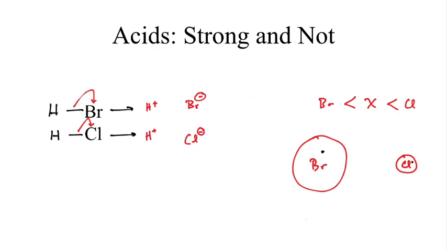Memorize only works if you know what the answer is. How do we know what the answer is? We test it. We go into the lab, we test it. We say, which one of these is the stronger acid? Guess which one's the stronger acid? HBr. If HBr is the stronger acid, which is more important, size or electronegativity? Size.